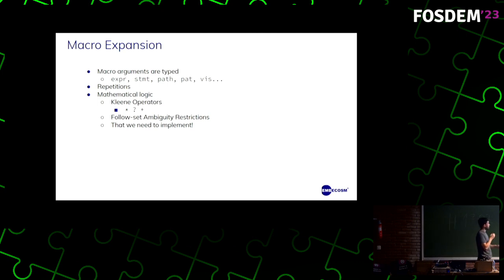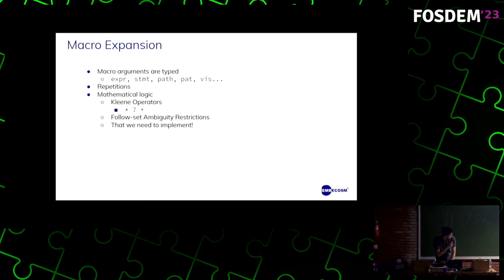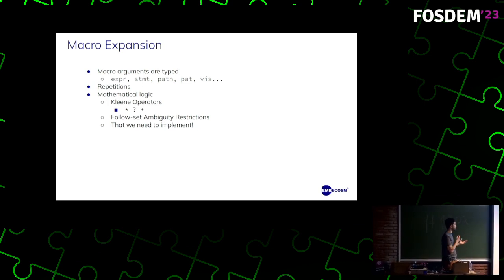One thing I'd like to get into is macro expansion. The reason I want to get into that is because I wrote most of it in GCCRS, so I'm the one you have to blame if it stops working when you try GCCRS. As you know, macros in Rust are typed. So you can have expressions, statements, paths, and so on. And someone has to do that checking. That's part of the macro expansion part.